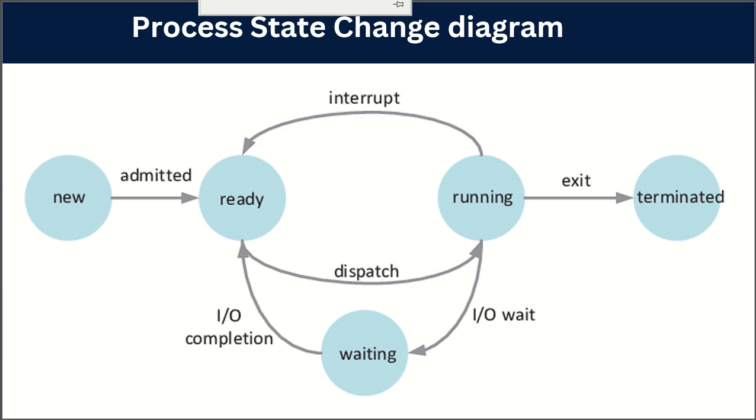Process life cycle. Processes go through different states: new, ready, running, waiting, and terminated. This diagram shows how processes move between these states, managed by the operating system.